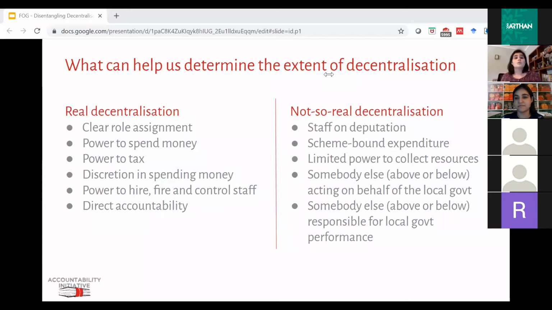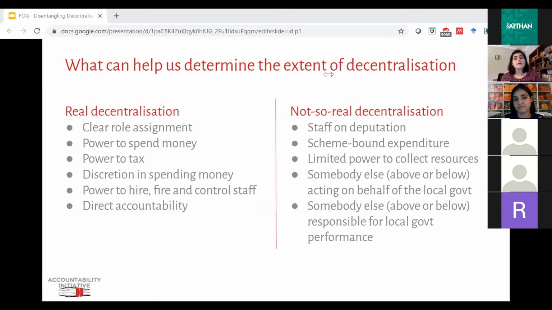Is the local government, and when I say local government, I of course mean the Panchayati Raj department, but I also mean local level of governance and our line departments at the local level as well. So these are some things that I want you to remember as we move forward.